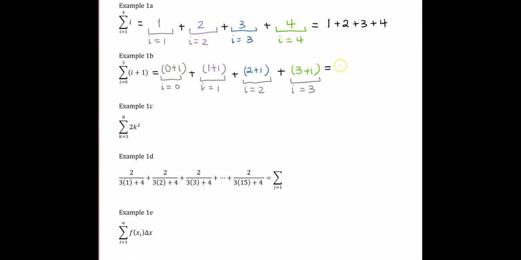The first term, 0 plus 1, is 1. 1 plus 1 is 2. 2 plus 1 is 3. And then finally in the last term, 3 plus 1 is 4.